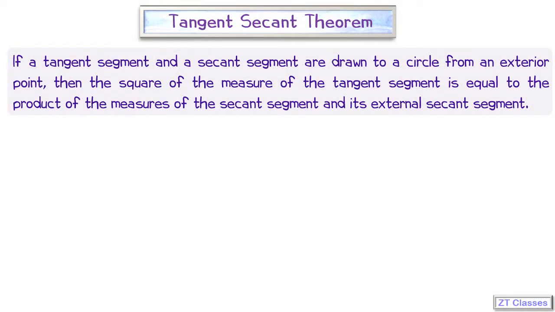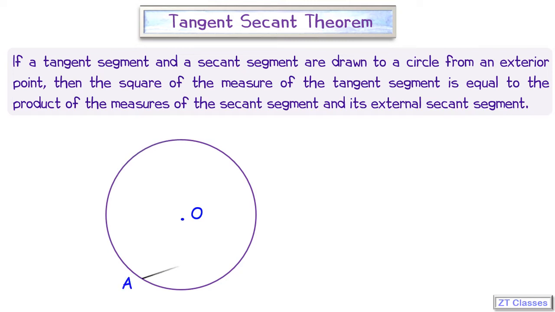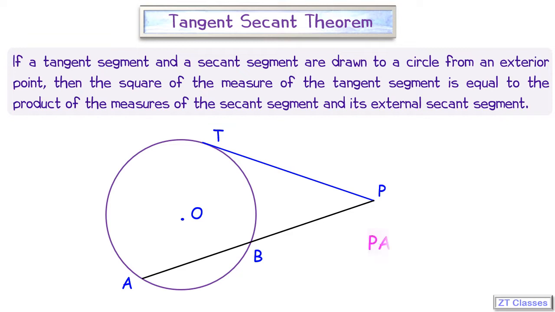Let's see what is the tangent secant theorem. We have a circle with center O and a secant PA. From point P we are drawing a tangent PT. Then the tangent secant theorem says that the product of the lengths PA into PB will always be equal to PT square.